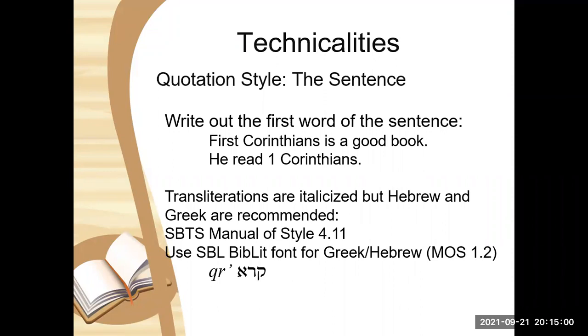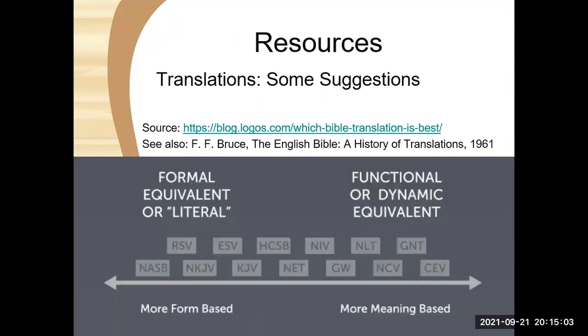Thought it was apt. So the next part, resources on translations. So here are some suggestions that I'm going to give and my reasons why. I got this actual chart that you see at the bottom from the Logos website that I am citing at the top. You could also look at F.F. Bruce's The English Bible: A History of Translations. I was required to read that when I was in college doing a biblical studies major. No, I was not in college in 1961, but it is still a popular book, and a lot of people still reference it. It has a similar graph in there.